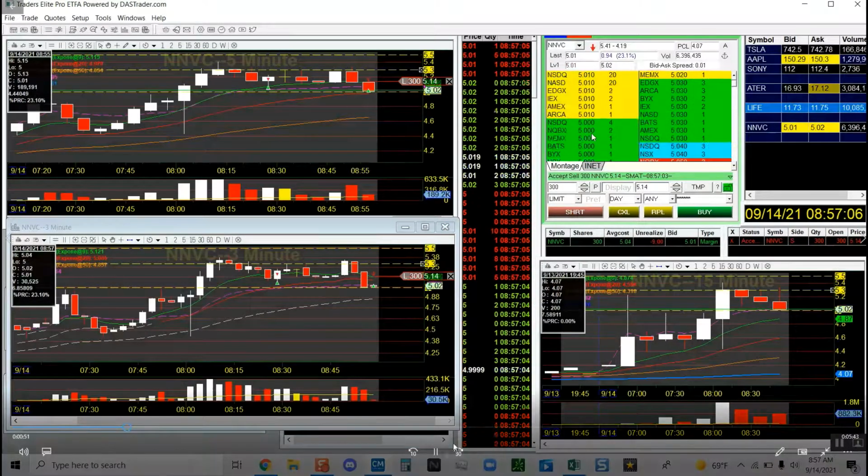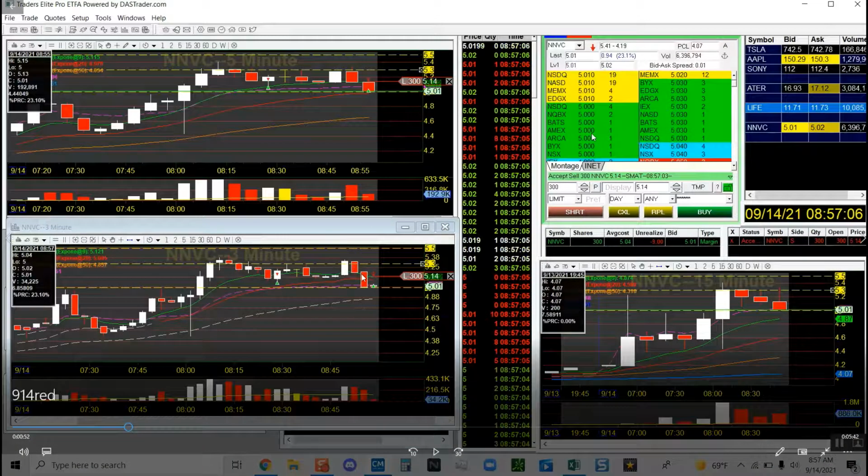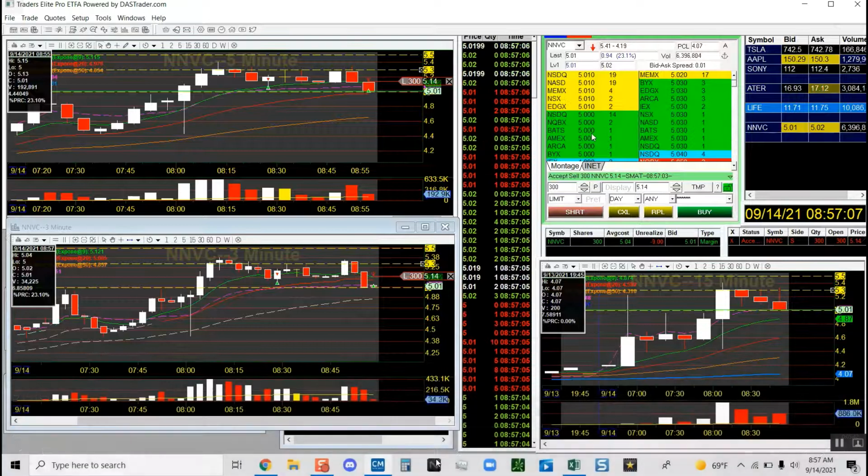Same stock, NNVC. Pulled back down here to this psychological support level, $5, and it is at the VWAP. So that's why I bought that. I bought at 504. I'm in too high. I wish I'd have got in right about now. But yeah, I'm in at 504.